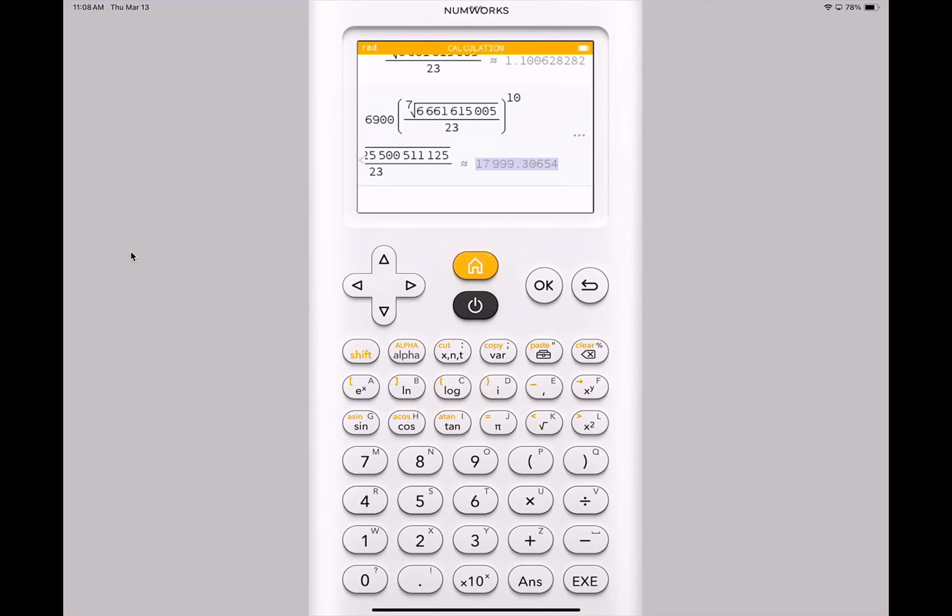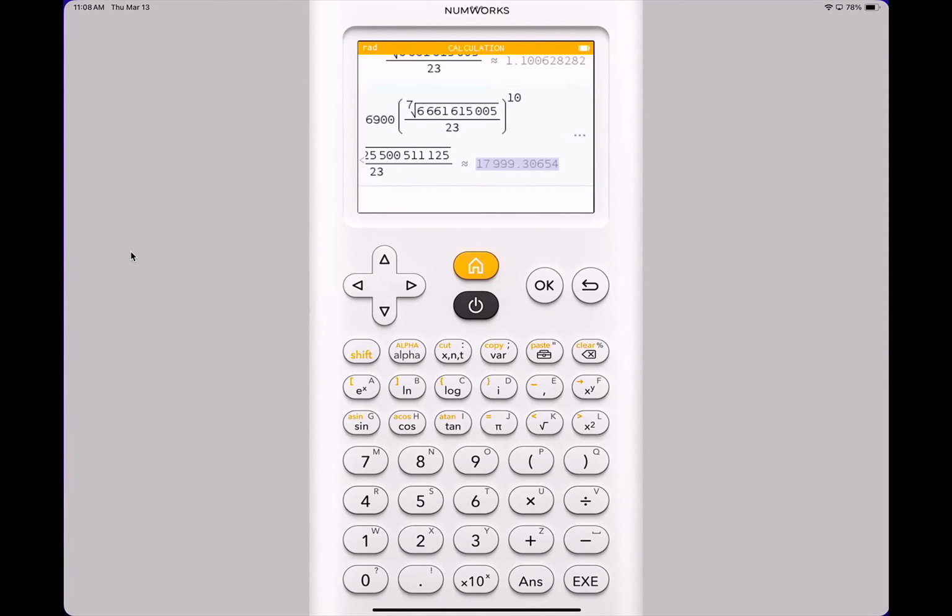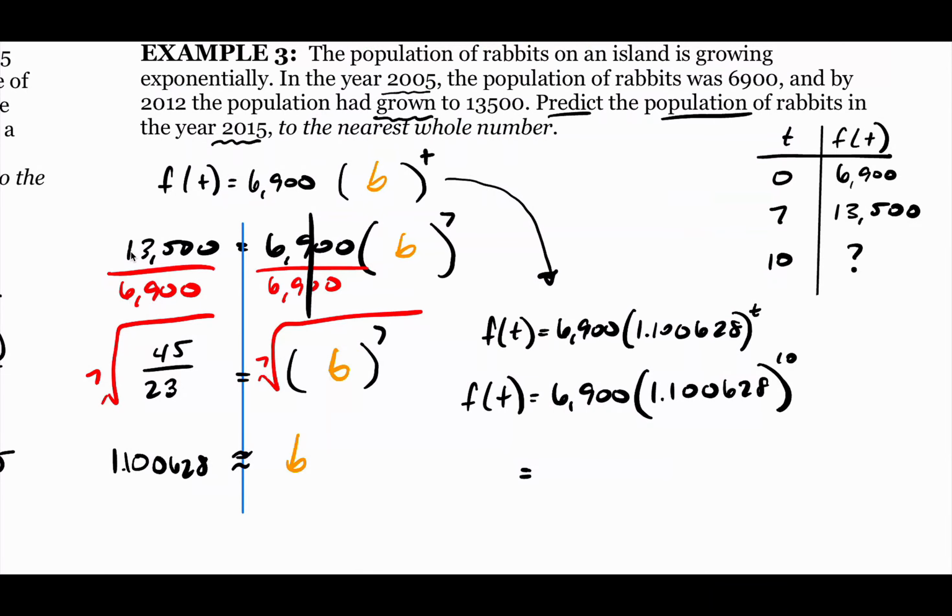So it's 17,999.30654, and again, it keeps going. They want us to round though. In this problem, they say round to the nearest whole number. So the nearest whole number is either stay where you're at or go up one. If I go up one, it's going to be 18,000. But if you look, it's 17,999.3. That's not enough to go up. So it's actually going to stay at 17,999.